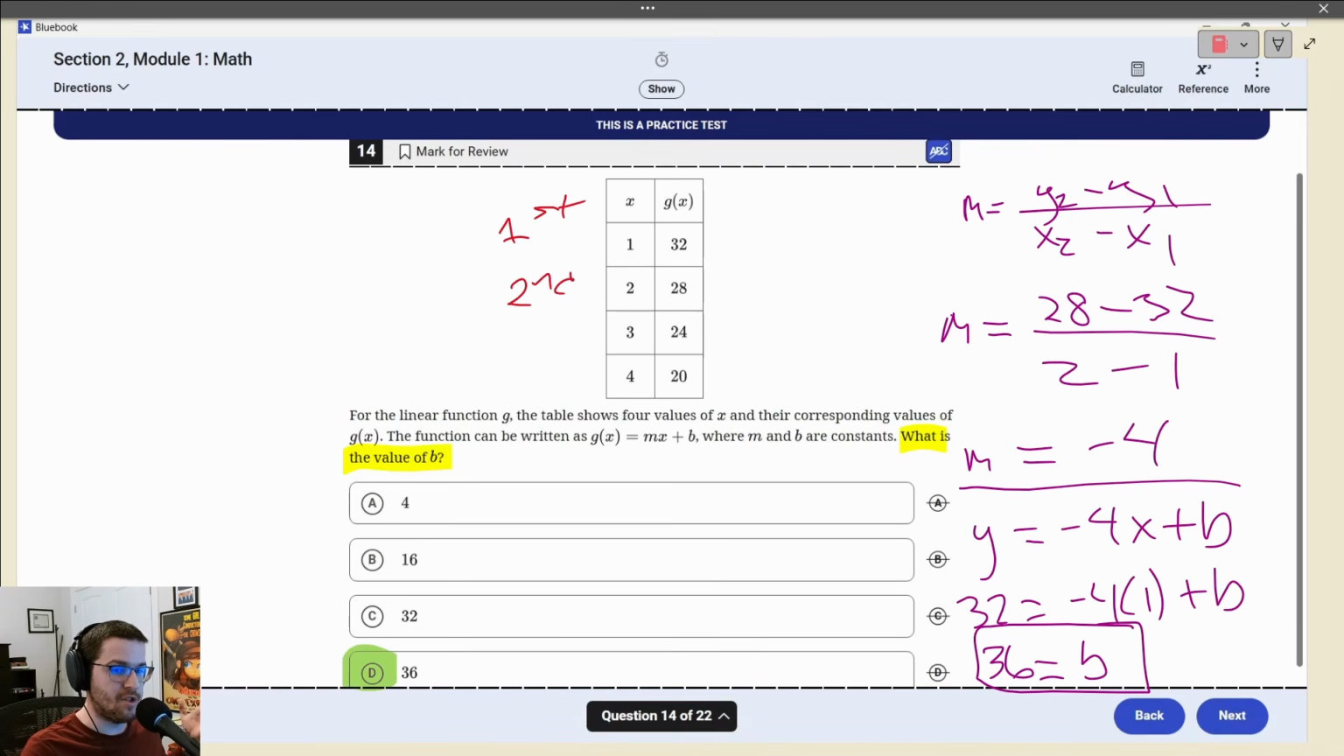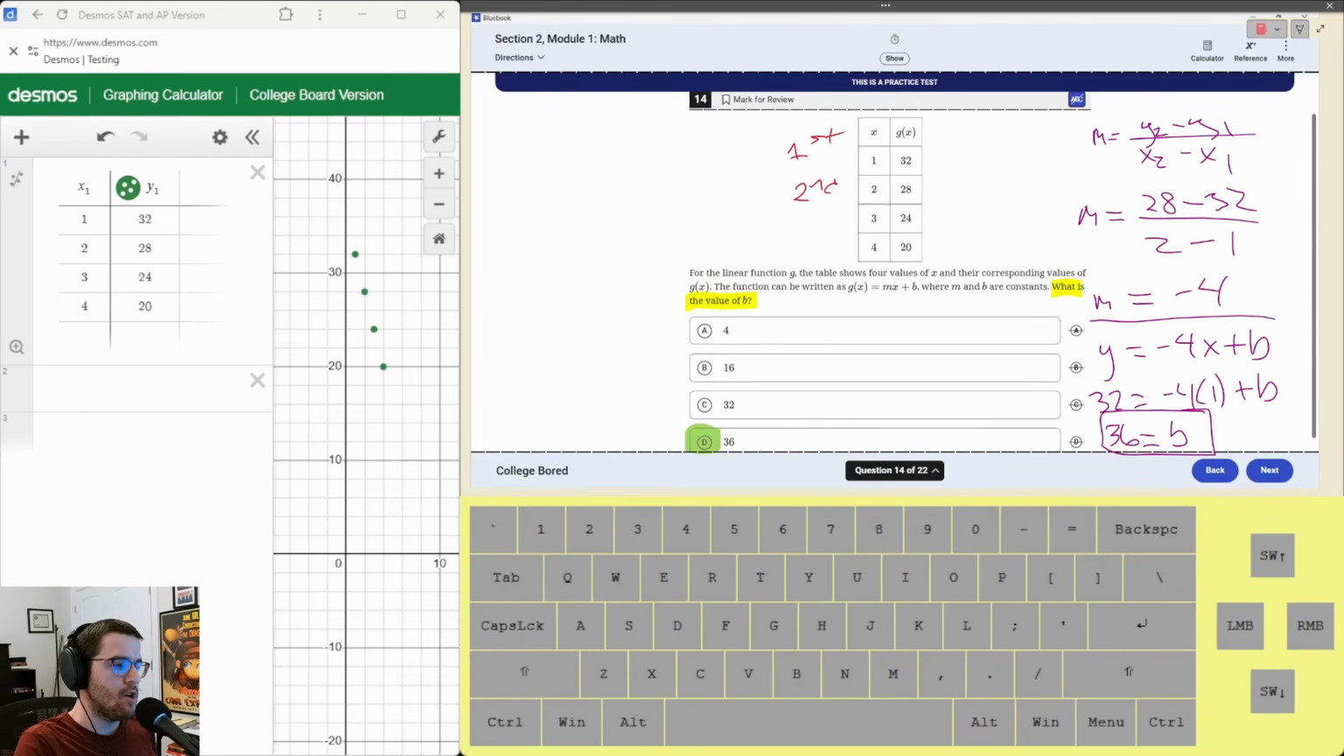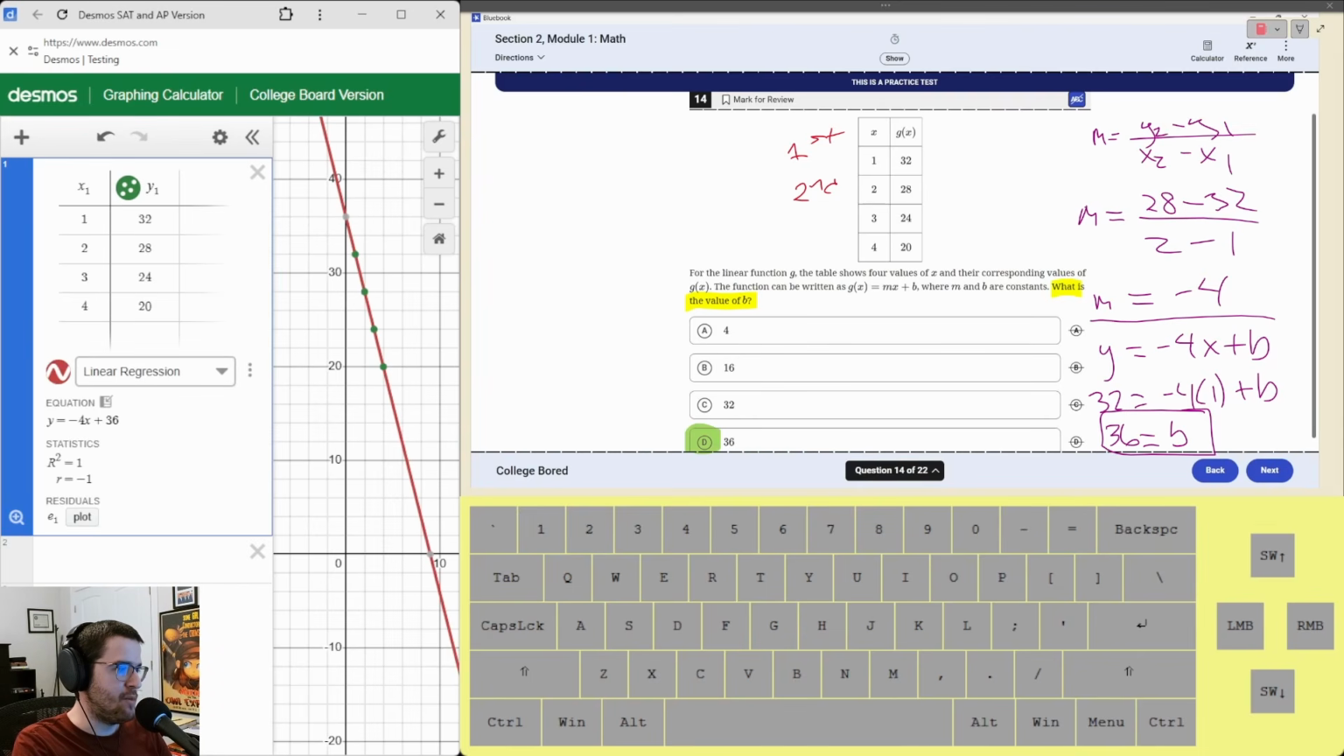This is way easier to do on Desmos. Anytime you have a line and they give you at least 2 points, you're just going straight to Desmos. So let's go do that. Okay, guys. So I clicked the table. You click plus and then click table. Just did that with the magic of television. Now we're going to click on this little regression button. The default preset is linear. You can tell right away the equation of the line is negative 4x plus 36, and that b is 36.